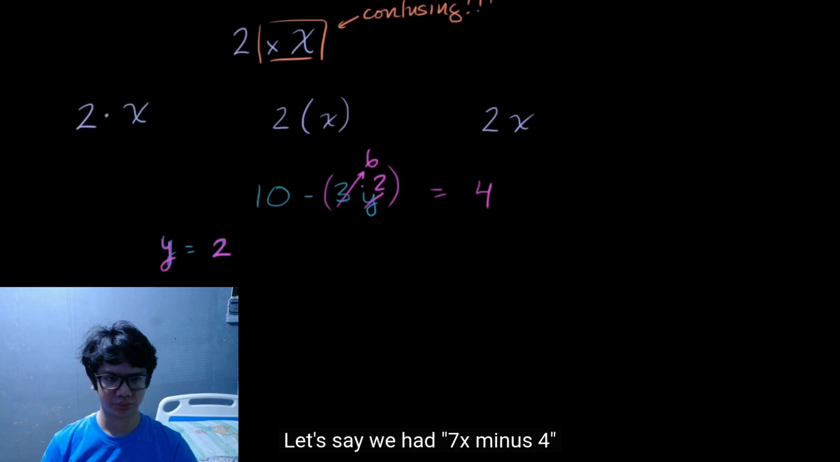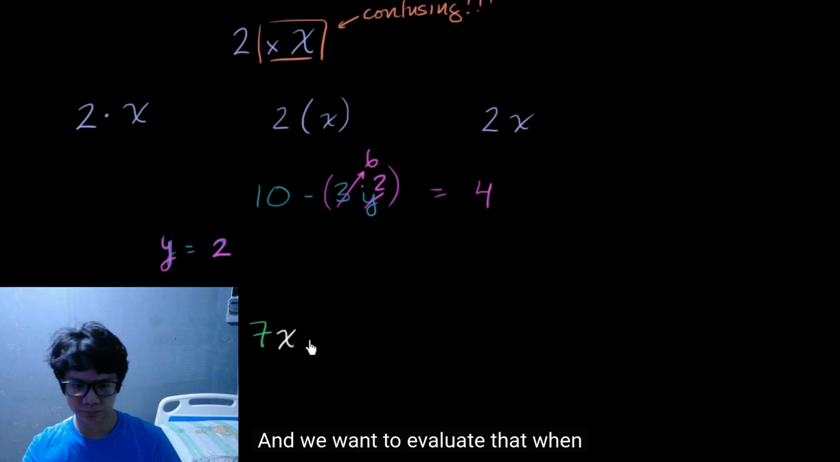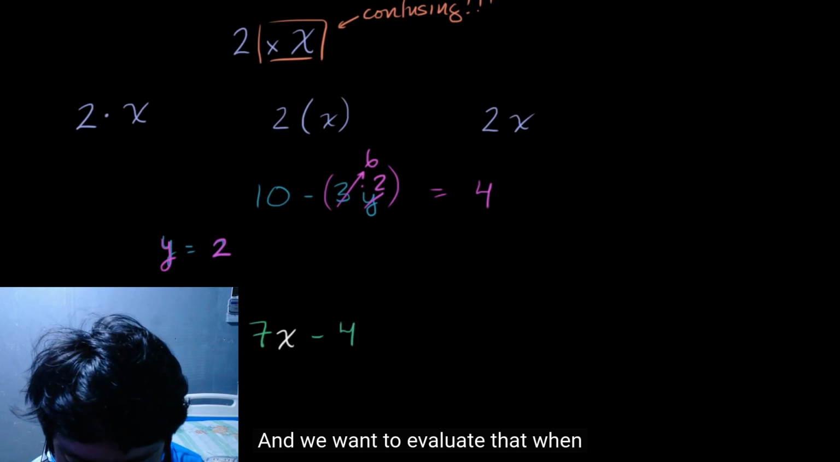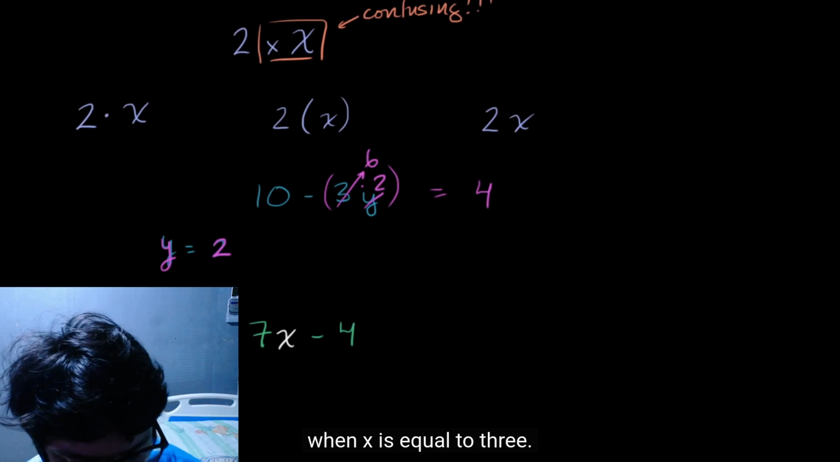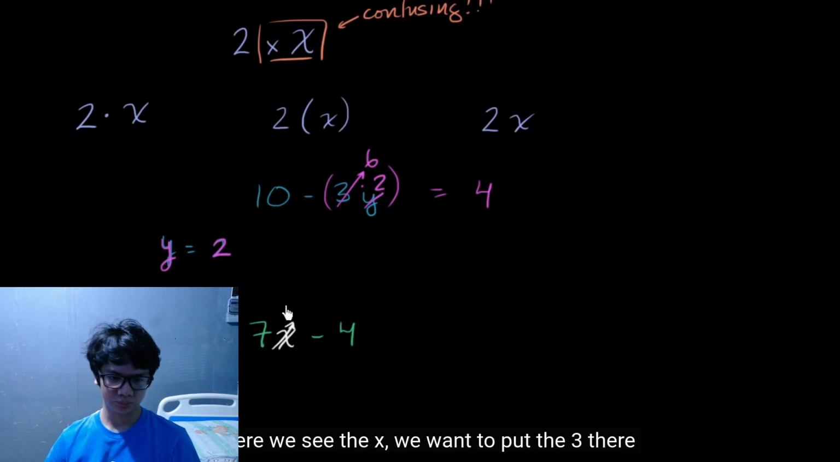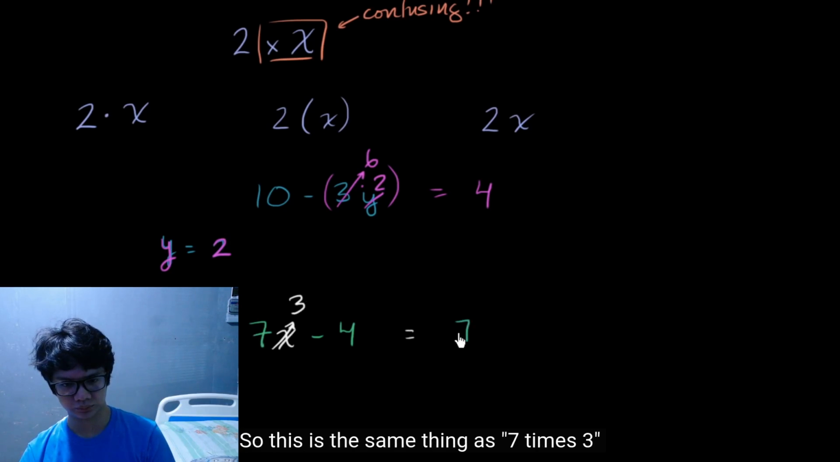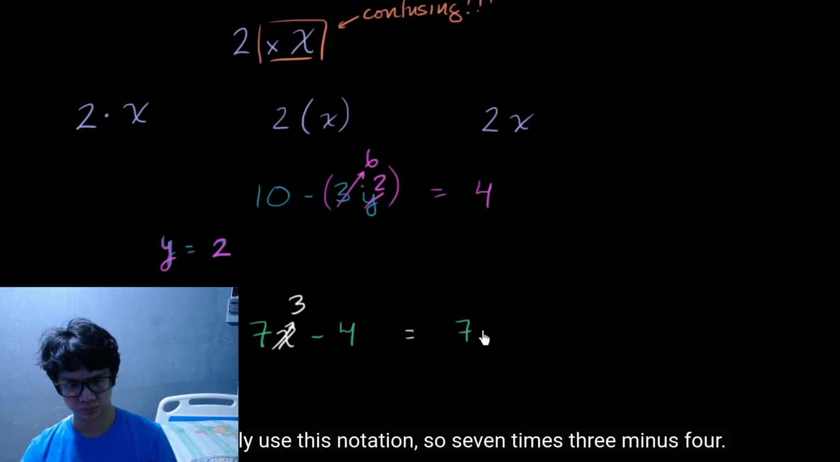Let's do another one. Let's say that we had, I don't know, 7x minus 4, and I'm doing that same green color. 7x minus 4, and we want to evaluate that when x is equal to 3. Where when we see the x, we want to put a 3 there. So this is the same thing as 7 times 3. I'll actually use this notation because I can use that with numbers. 7 times 3 minus 4.